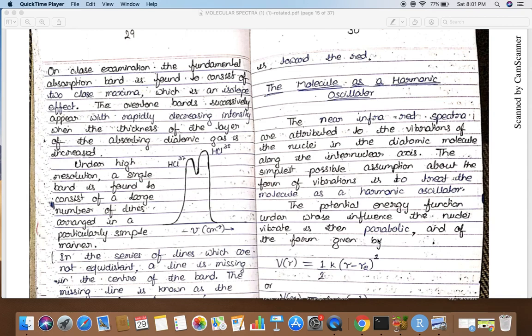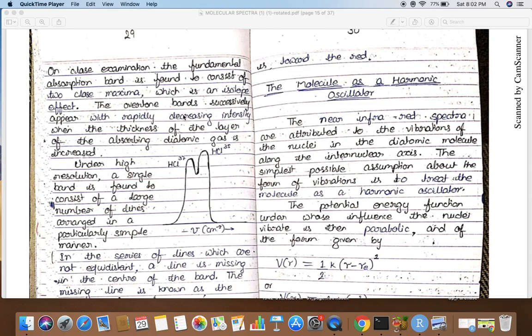The fundamental absorption band is found to consist of two close maxima. In this case, we have two close fundamental bands due to the isotope effect. This is the wave number, this is the HCl. So we have very close bands. This is HCl37, because it is an isotope having the heavier nucleus, it has the lower energy, and HCl35 has the higher energy. This is on the higher wave number side.